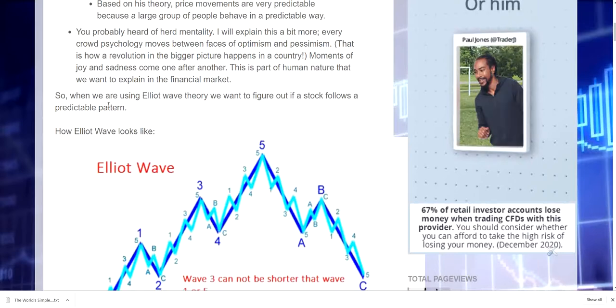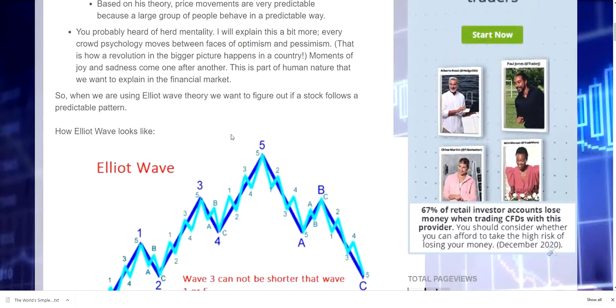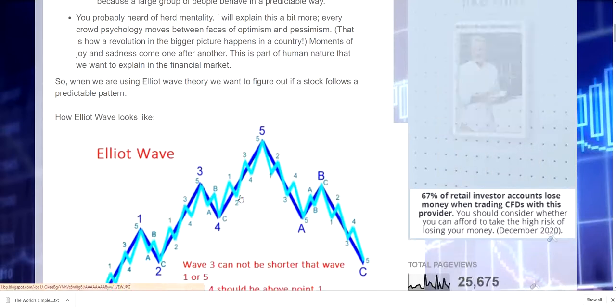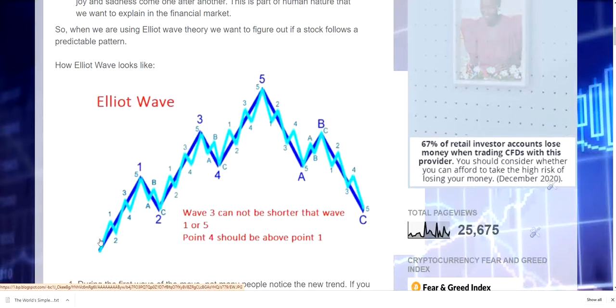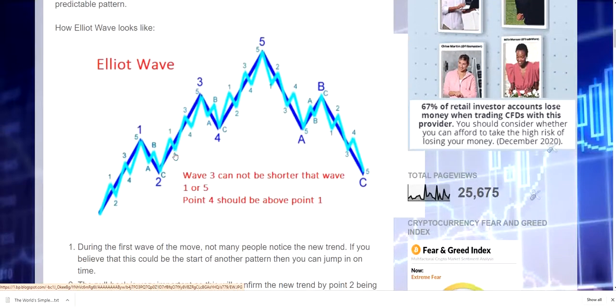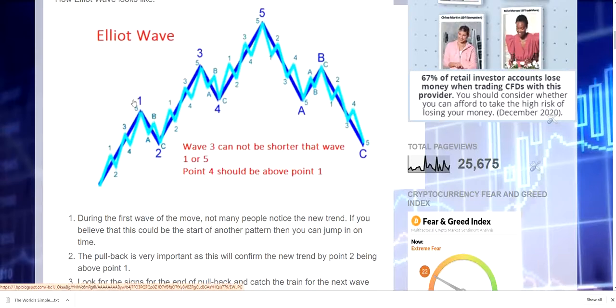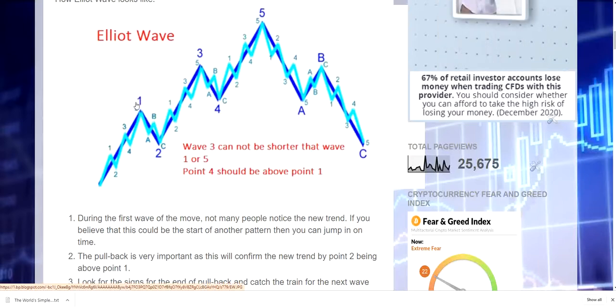So when we are using Elliott wave theory, we want to figure out if a stock follows a predictable pattern or not. I'm saying predictable pattern because this pattern, as you see here, is the Elliott wave. In Elliott wave, we have 5 waves or 5 points, we should call it. So wave 1 is the start of the pattern. Probably that happens after a trend reversal or whatever, or a continuation of the previous trend.